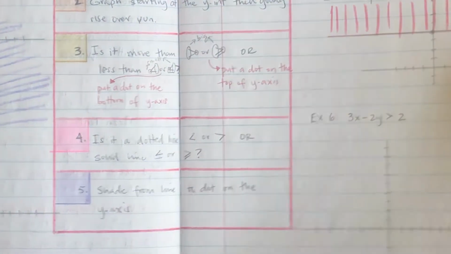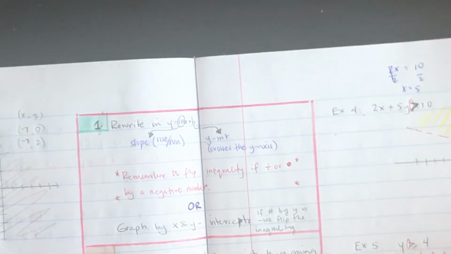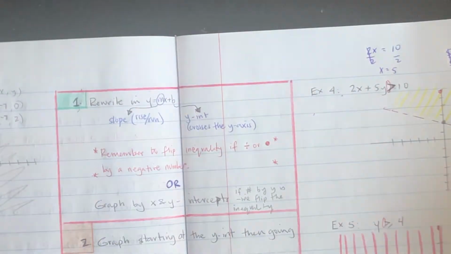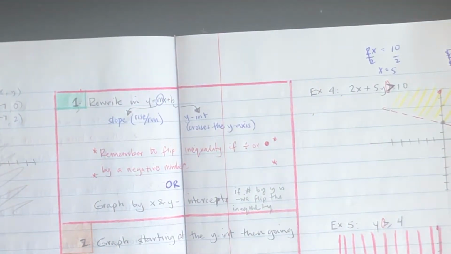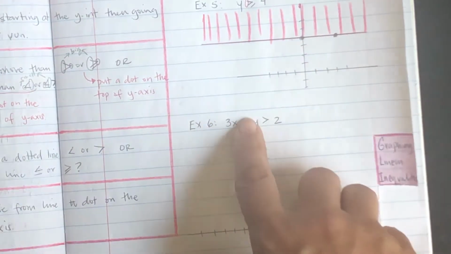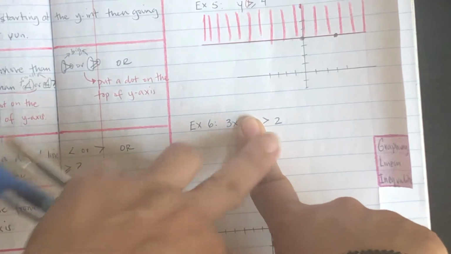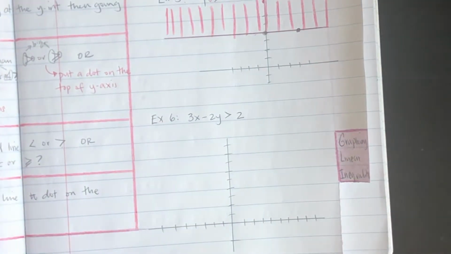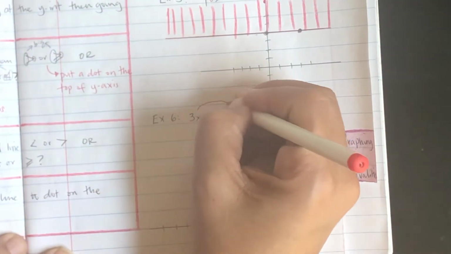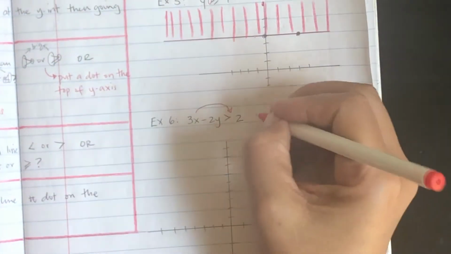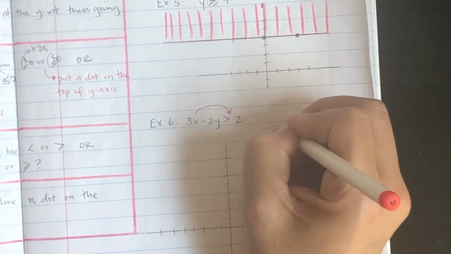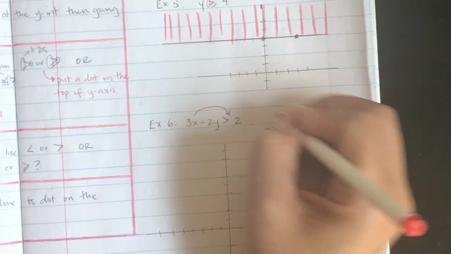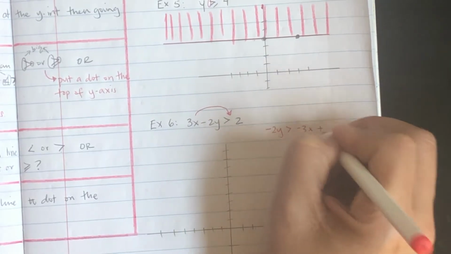All right, last example. So again, you can rewrite it in y equals mx plus b, or you could do it by intercepts. I'm gonna check intercepts and see if I could do it by intercepts. So remember, what you do is you cover it up. I'm gonna get a fraction. So because I'm gonna get a fraction, I'm going to rewrite it. I can't use a shortcut on that. So take this to the other side. So you're gonna get negative 2y is greater than negative 3x plus 2.